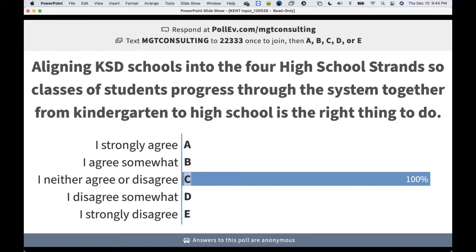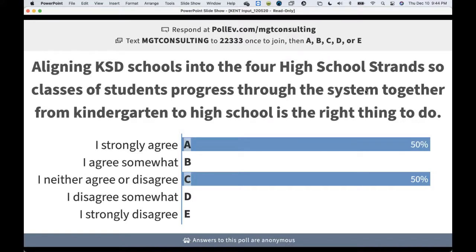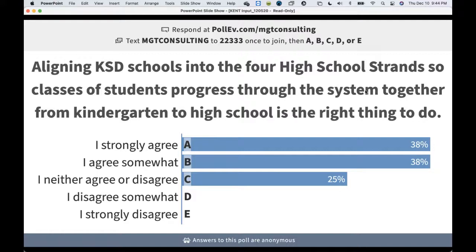Aligning KSD schools into the 4 high school strands so that classes of students progress through the system together from kindergarten to high school is the right thing to do. Text A, if you strongly agree. Text B, for agree somewhat. Text C, for neither agree or disagree. Text D, for I disagree somewhat. And text E, if you strongly disagree.